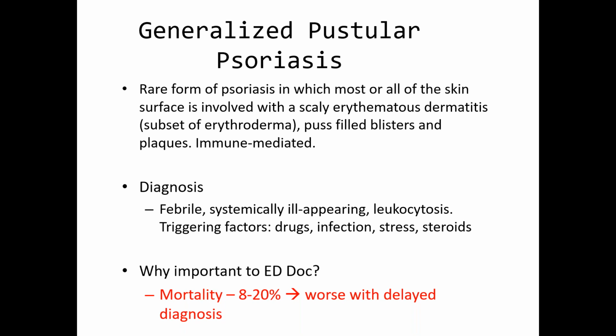Another emergency in dermatology is generalized pustular psoriasis. Psoriasis we commonly see, but this is a rare form of complication of psoriasis, where you see pustules everywhere in psoriasis patients. The diagnosis is febrile, systemically ill appearing, leukocytosis. Triggering factors are drugs, infections, stress, and steroids.